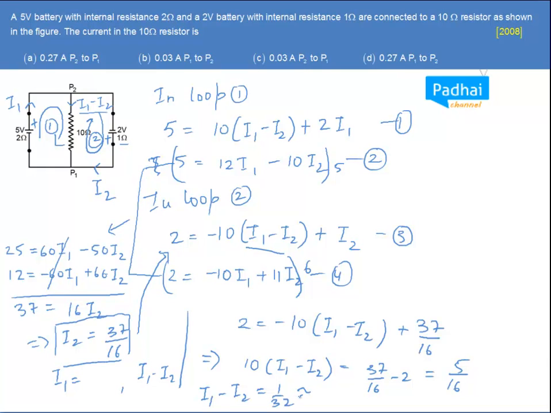Which is nearly equal to 0.03. The direction we have assumed, from P2 to P1, comes out positive. That means the current will be flowing from P2 to P1 and the value will be 0.03. So option C will be correct.